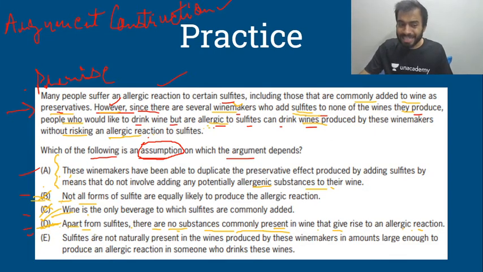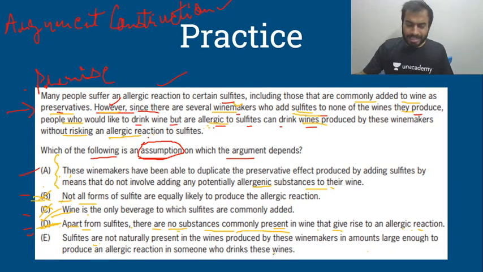But let me look at E as well. Sulfites are not naturally present in the wines produced by these winemakers in amounts large enough to produce an allergic reaction in someone who drinks these wines. Negated: Sulfites are naturally present in the wines produced by these winemakers in large amounts, large enough to produce an allergic reaction in someone who drinks these wines.